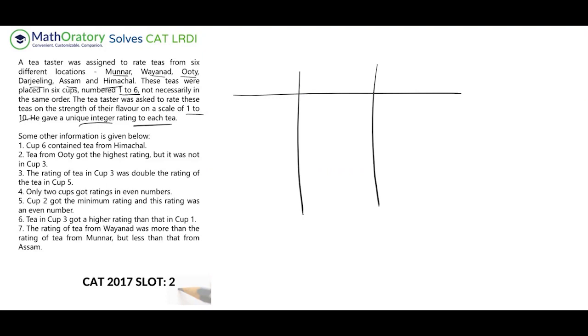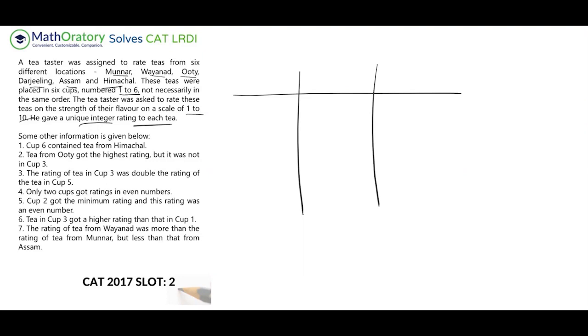So the first information is not telling me much, because that is cup number related as well as place related. Second, it says tea from Ooty got the highest rating, but it was not in cup 3. Again, both the location as well as the cup number are there. Third is the rating of cup 3, so this is purely about cup numbers, right? So the third information is purely about cup number. Fourth, only two cups got ratings in even numbers. So this is okay, there's nothing to do with that.